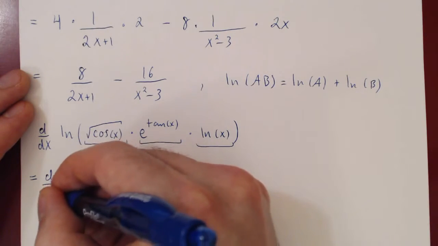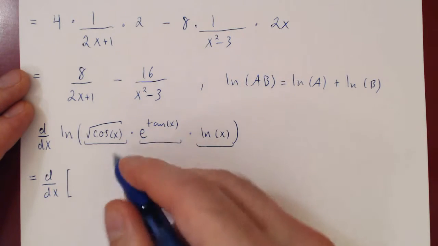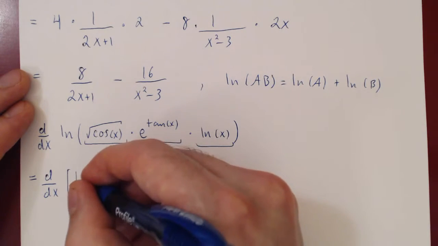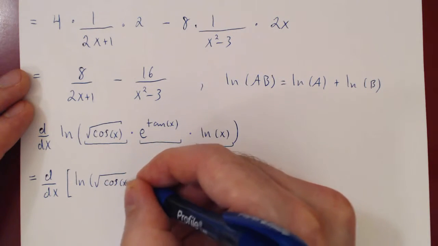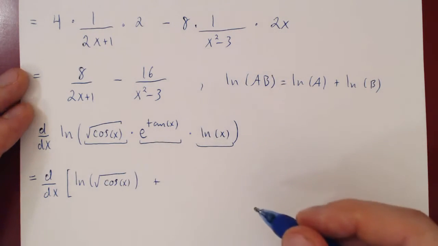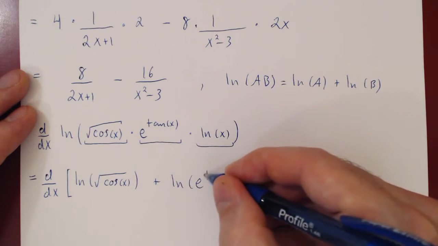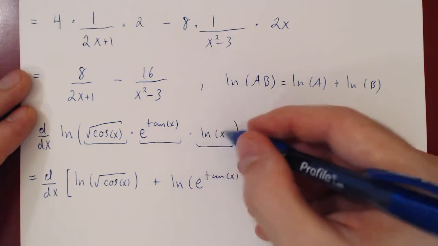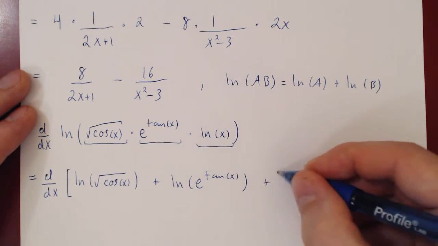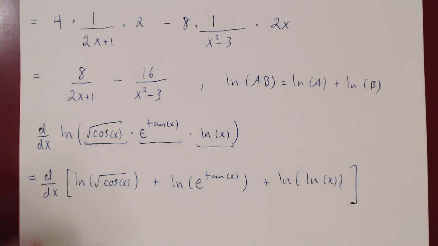So derivative of ln of this times this will be ln of the first term. So ln of the root of cosine of x plus the ln of the second term, ln of e to the tangent of x, plus the ln of the third term, so plus the ln of x. And now two things we can do here.